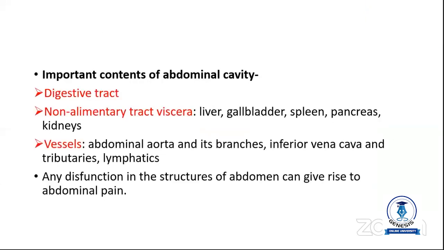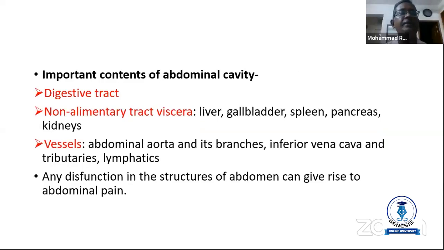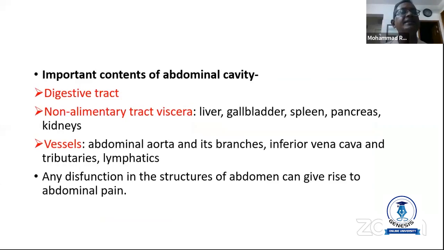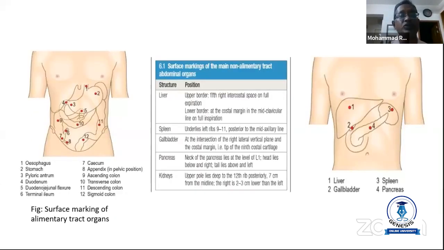So, important contents of the abdominal cavity is the digestive tract. We all know, the alimentary tract. There is the esophagus, stomach, and foregut, midgut, and hindgut. And there are some other parts also, non-alimentary tract viscera like liver, spleen, gallbladder, pancreas, kidney, many things. And vessels, abdominal aorta branches, inferior vena cava, and lymphatics. These are all part of the contents of the abdominal cavity. So abdominal pain can happen due to pathology of any structure, like the digestive tract, the viscera, the vessels. So we have to keep it in mind.